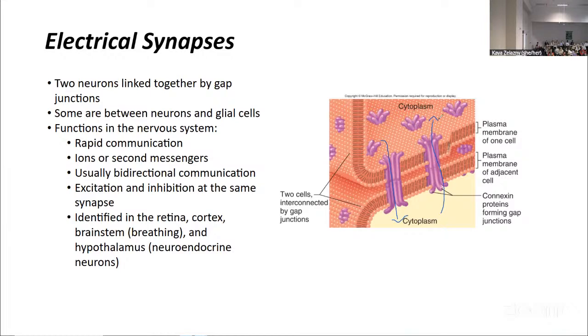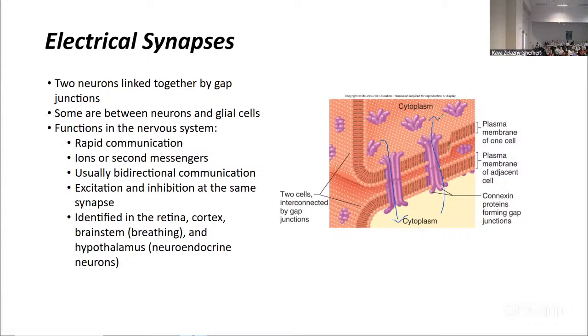In terms of places that you'll see these electrical synapses, so you see them in the retina of your eye, okay? You see them in the cortex in your brain as well as in the brain stem, so controlling breathing in the brain stem especially. You also see them in the hypothalamus, which is going to be really related to how we release hormones. We'll talk in detail about that in our endocrine system.